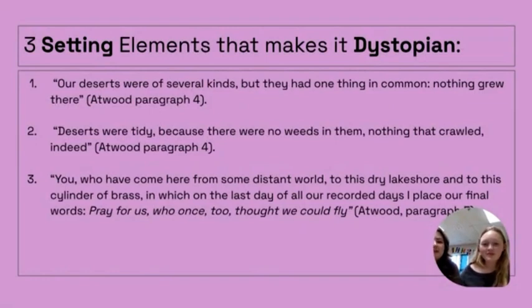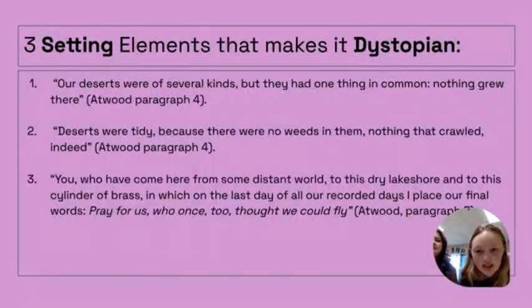There are three setting elements that make it dystopian. Our first element: "Our deserts were of several kinds, but they had one thing in common: nothing grew there." This quote describes an environment where life and food sources were unable to grow, but also a society which has become hopeless due to greed. Our second element: "Deserts were tidy, but there were no weeds in them, nothing that crawled, indeed." The author writes this sarcastically, mocking society's yearning for an environment that had nothing wrong with it, when in reality, the deserts were empty because of society's ignorance to climate change.